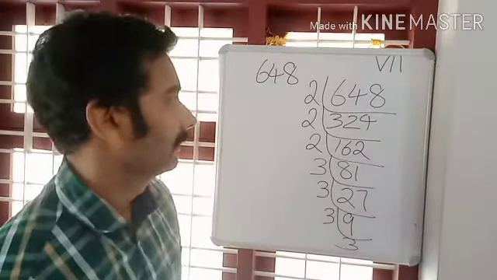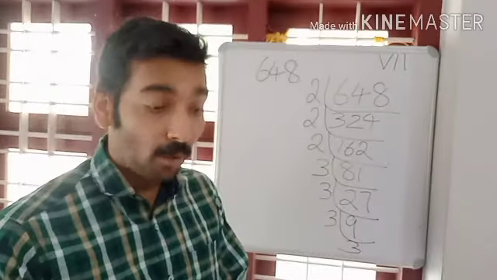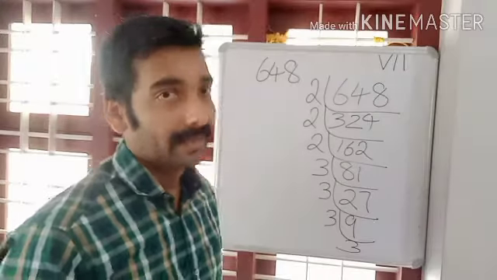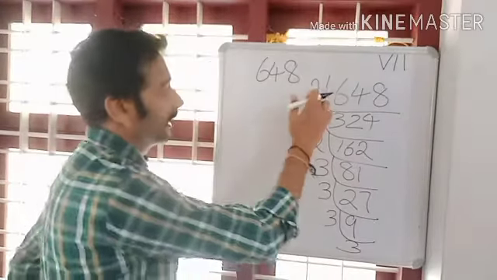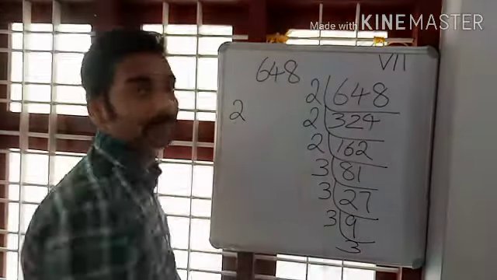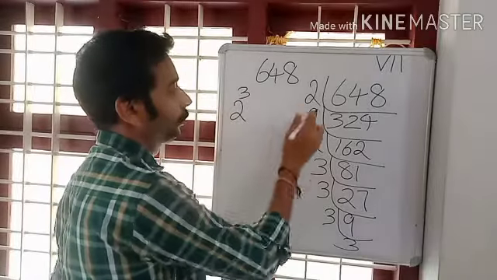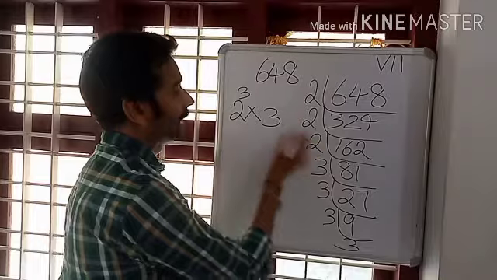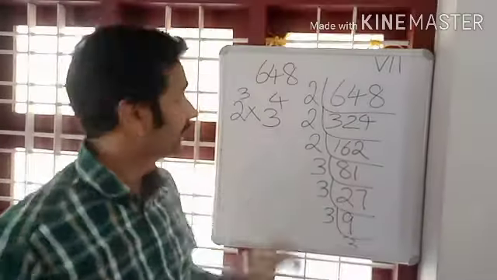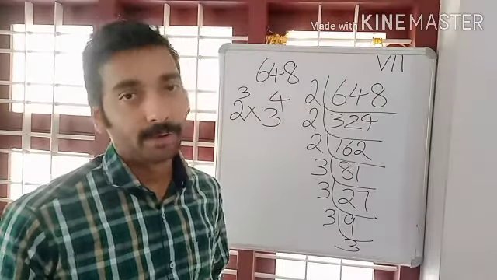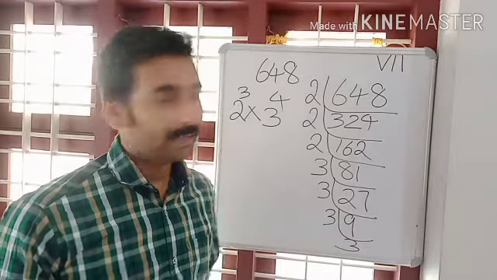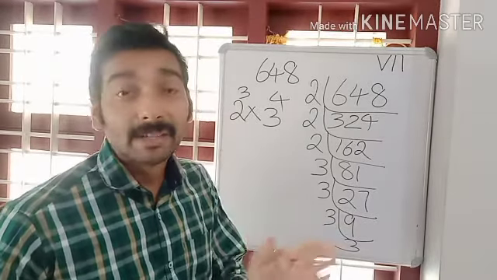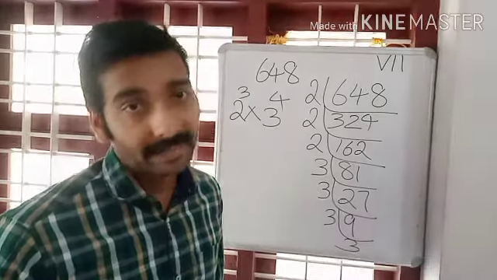Okay. Clear. The prime factors: 2 three times, that means 2 raised to 3, into 3 four times, 3 raised to 4. So 2 raised to 3 into 3 raised to 4. Clear? Okay, this is the prime factorization method. It is the product of powers of their prime factors. Clear? Okay.